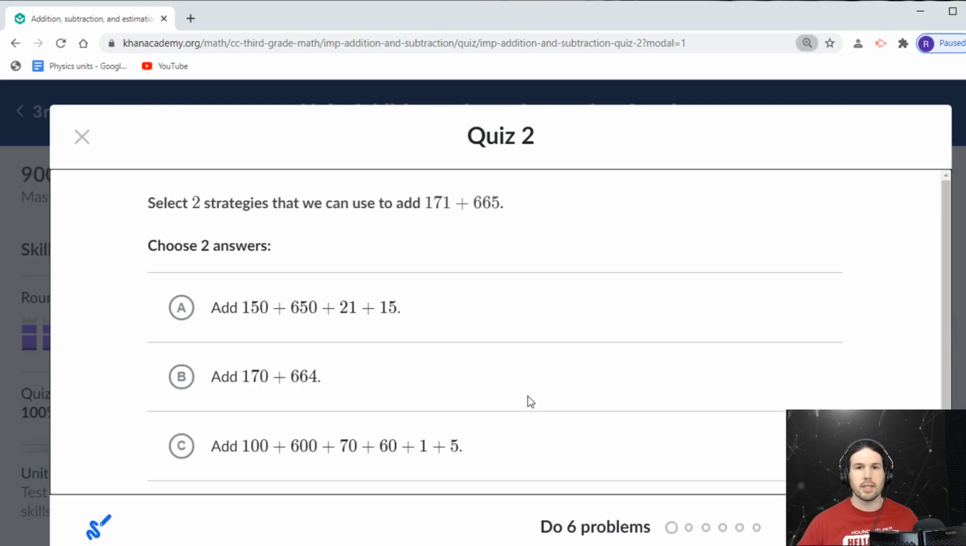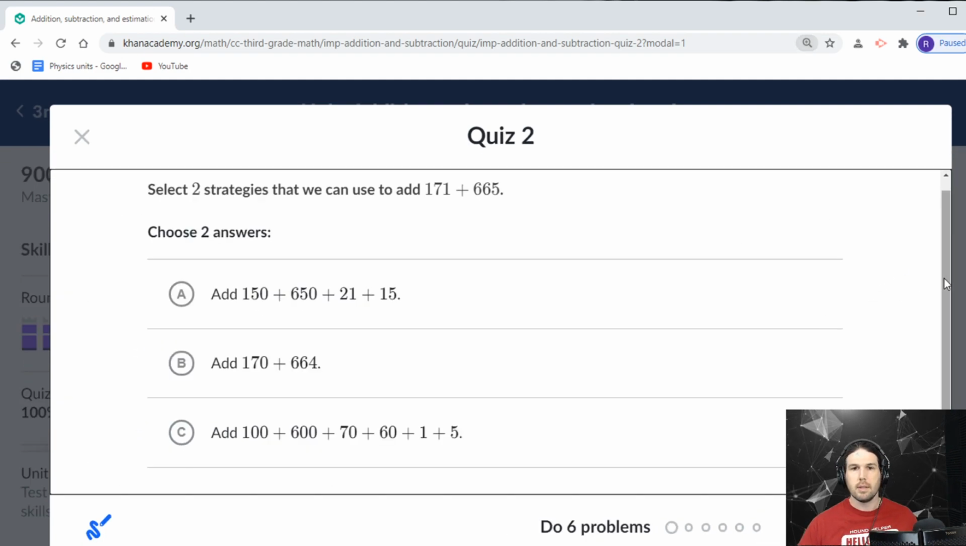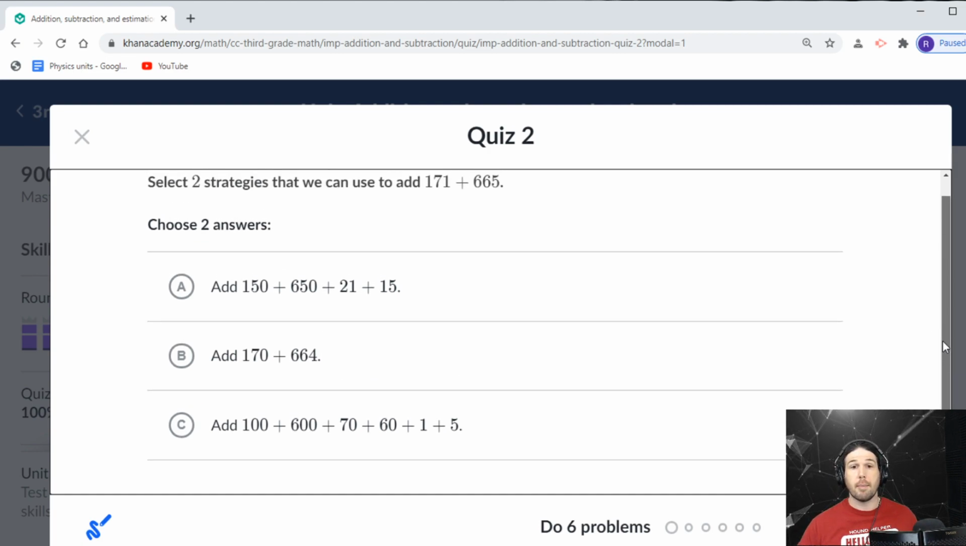Select 2 strategies that we can use to add 171 plus 665. There are 2 answers here. I'm not going to mess that up again.